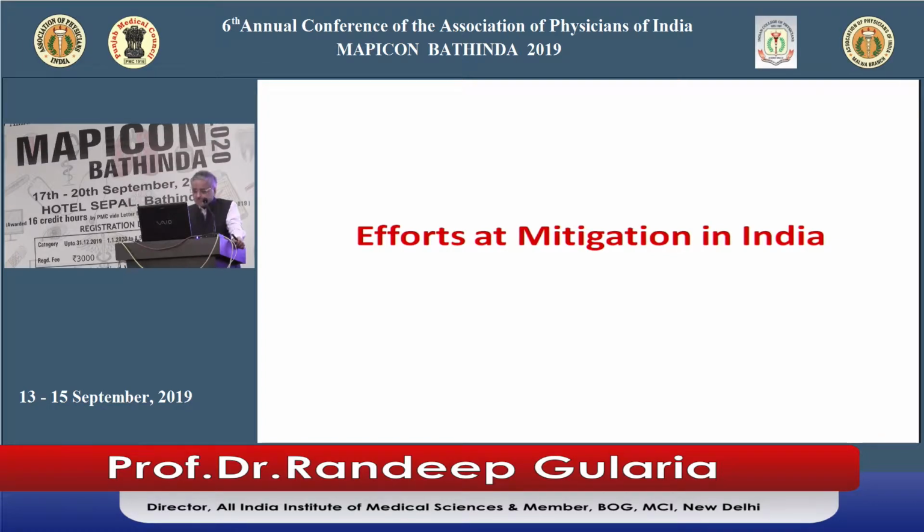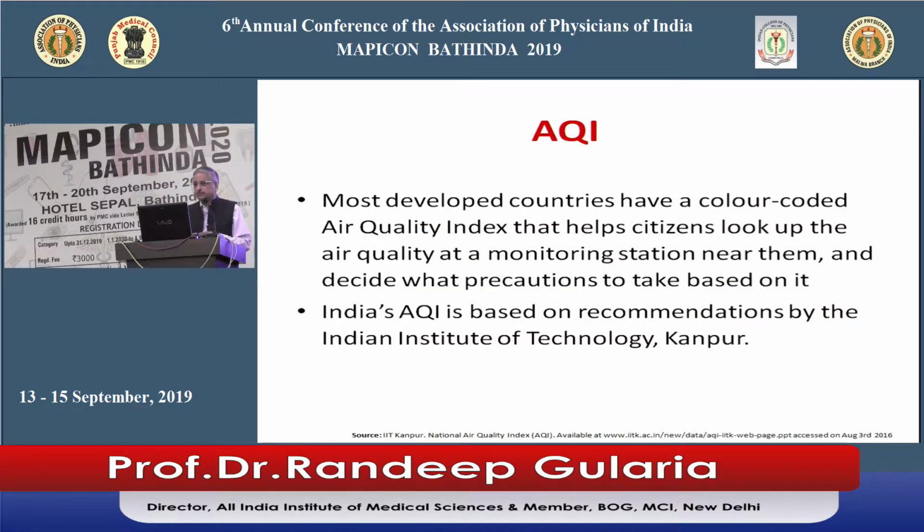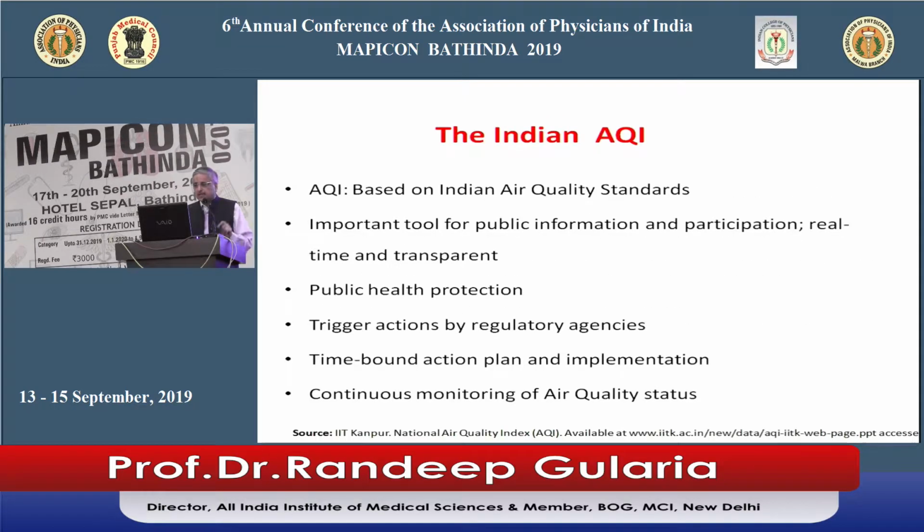What efforts have been taken to mitigate the effects of air pollution? It's not that we're all sitting silently and doing nothing. We have developed what is known as the Air Quality Index, developed by IIT Kanpur, which is a color-coded air quality index for India, and this is now being used in a large number of cities. It's an important tool because it gives the public information and helps them participate in real time in protecting themselves from the effects of air pollution, and this also helps policy makers in deciding what is to be done.